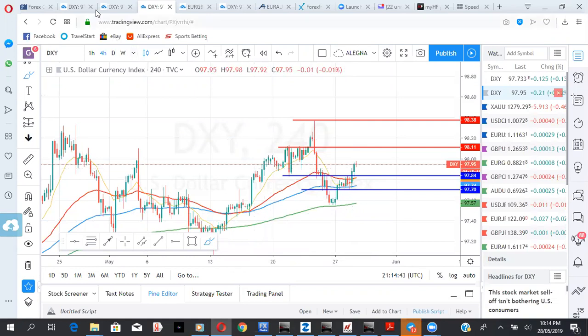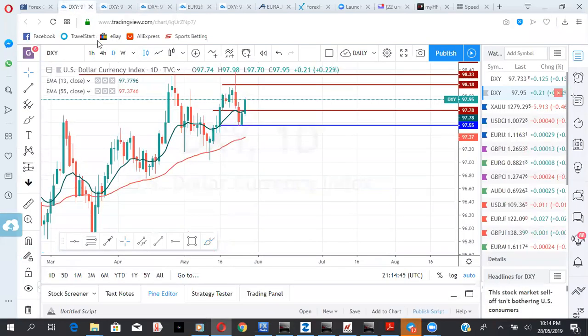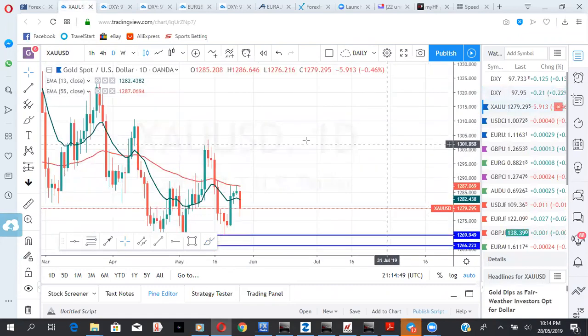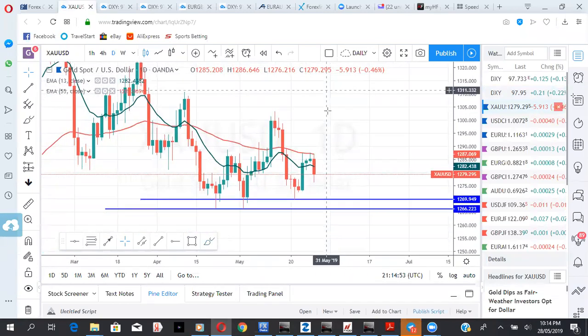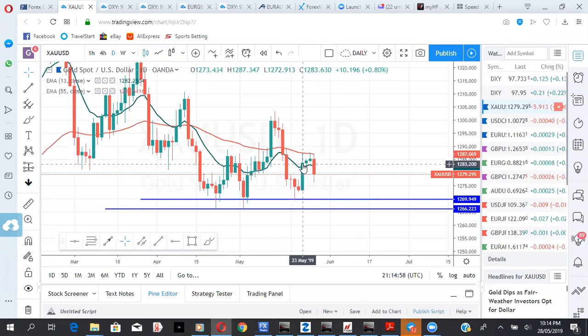So the next pair we'll be moving over to is gold. And if you look at gold, just like I had said yesterday, this 50 moving average might be a sort of challenge to it. And as you can see, price has dropped from that level, giving us this bearish engulfing candle.